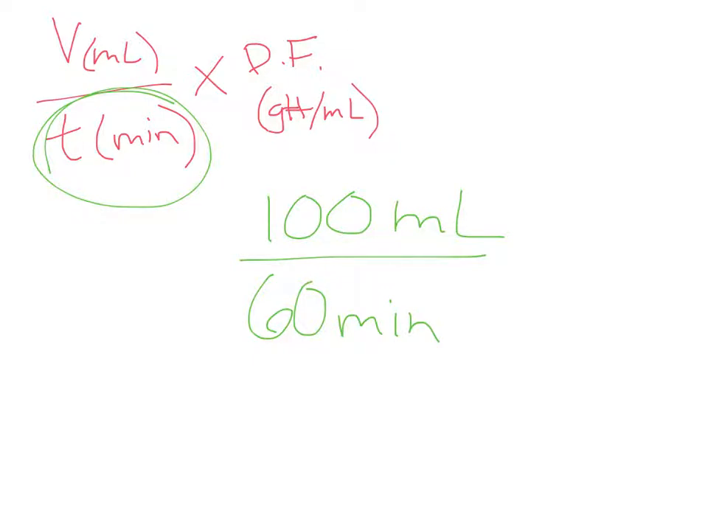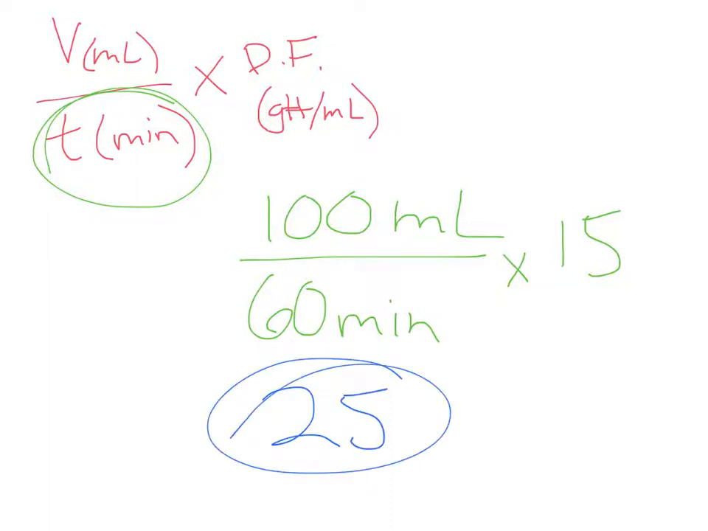And then it says calculate the flow rate using a drip factor of 15. So I'm going to multiply that by 15. In this case, if I take 100 divided by 60, I get about 1.666666. I'd multiply that by 15, and it gives me 25. So I would get 25 drops per minute in this case. I hope that helps. I know with IVs there's a lot of different formulas, and we went over 4.